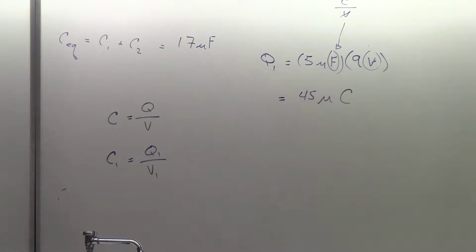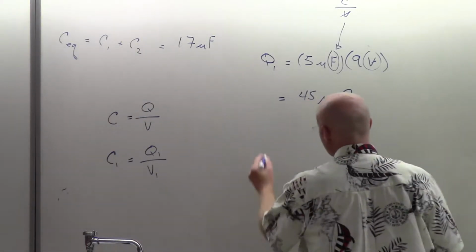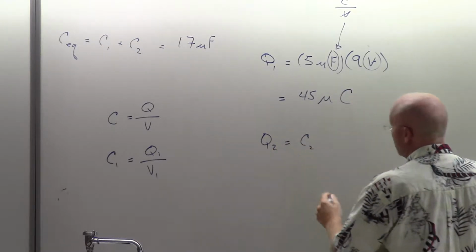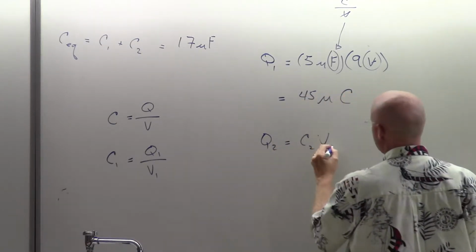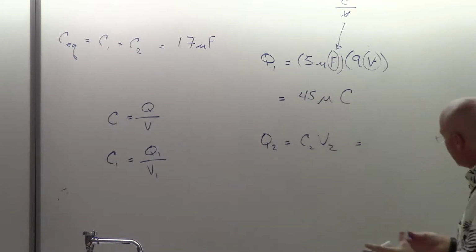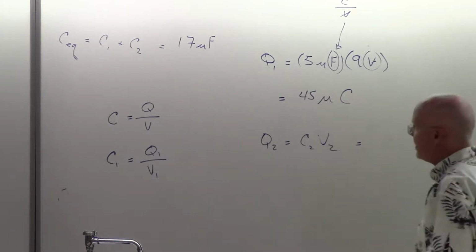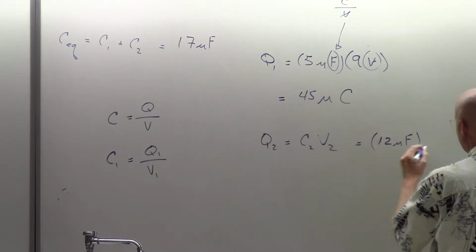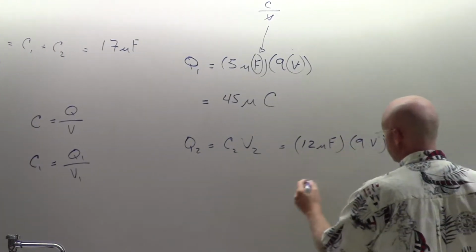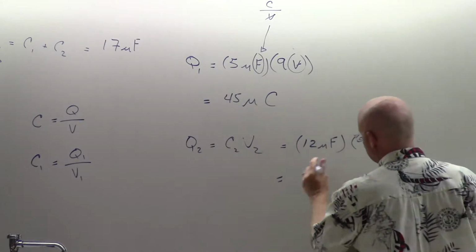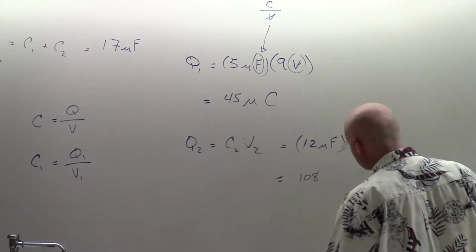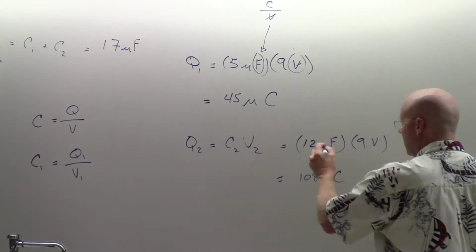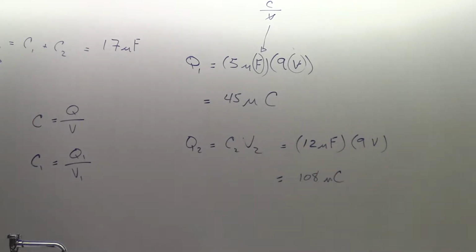How much charge is on here? And then number 2 would be the same basic idea. It would be capacitance number 2 times voltage number 2. But again, given that they're in parallel, the voltage is pretty easy to get in this case. This is the 12 microfarads times the 9 volts. And same idea, 108 micro, and then that would be coulombs again.